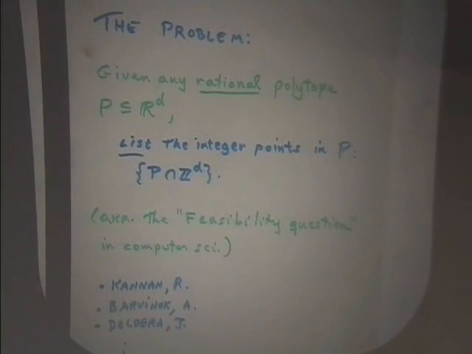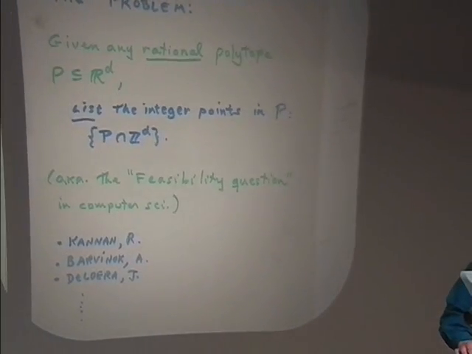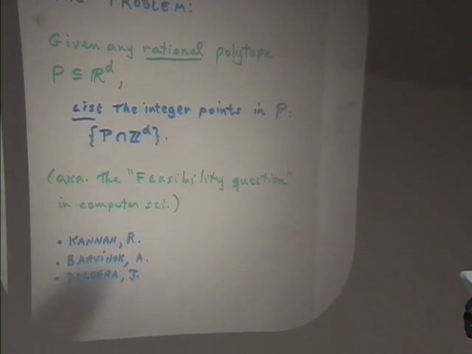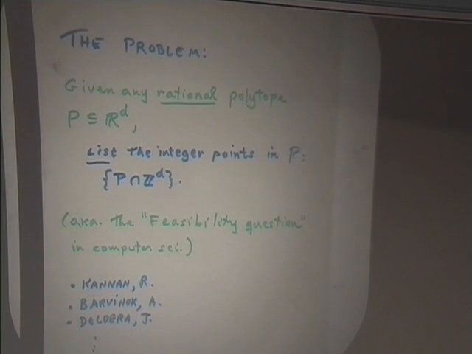So let's formalize the problem. Given any rational polygon, polytope P, we want to list the points inside. We'll focus our attention on 2 dimensions, just so you can visualize everything, and I'd like to be as concrete as possible with these things.